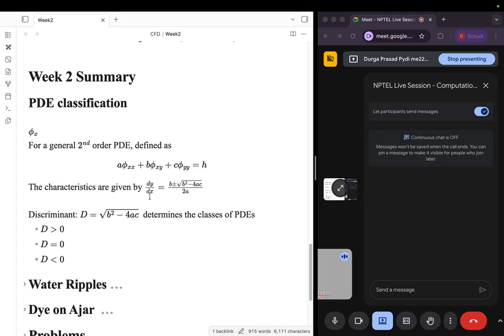And once we know the characteristic lines, there is a method called the method of characteristics, which helps us to convert this PDE into an ODE, which we will be able to solve later. So knowing the type of equation it is, we will choose the algorithm accordingly.